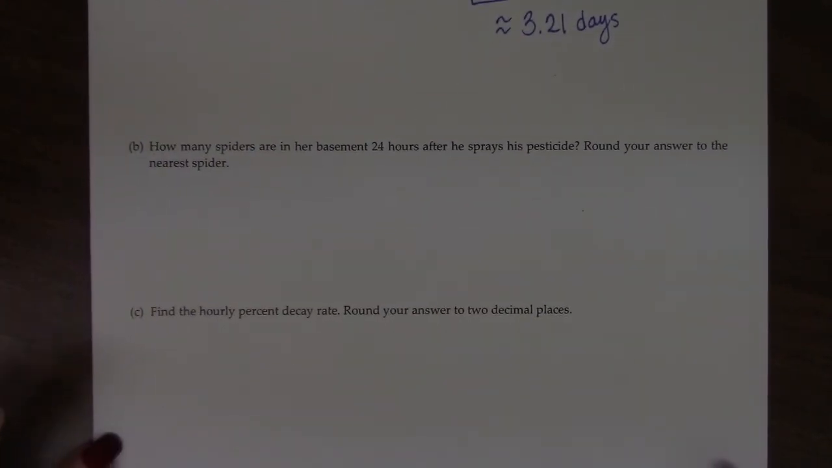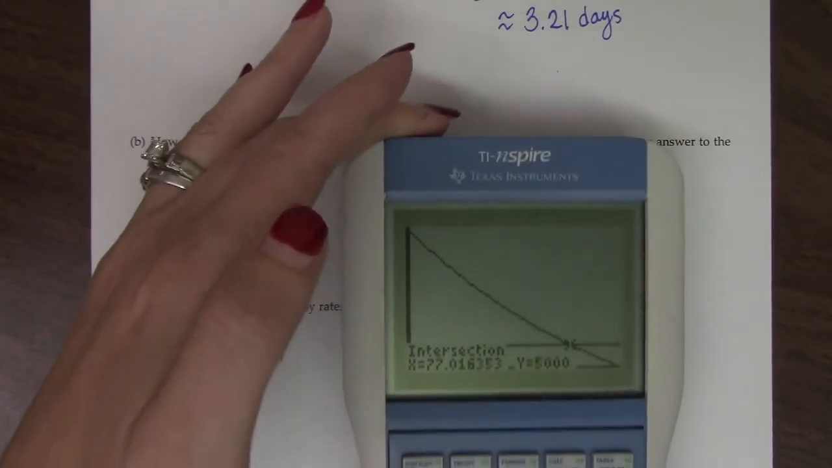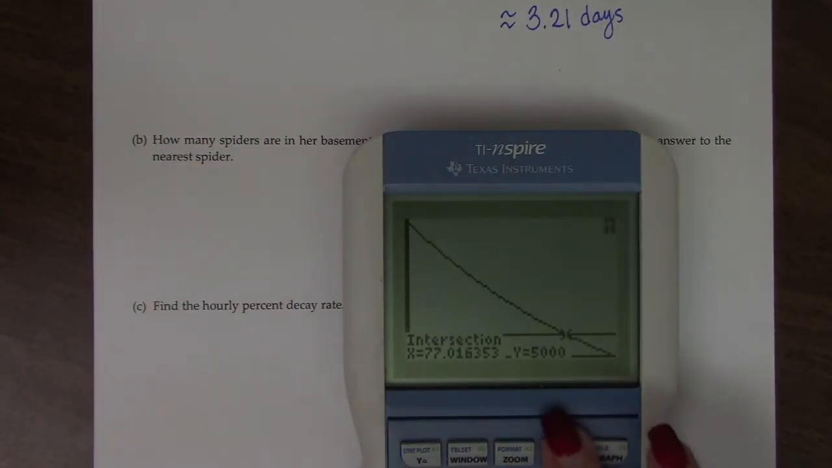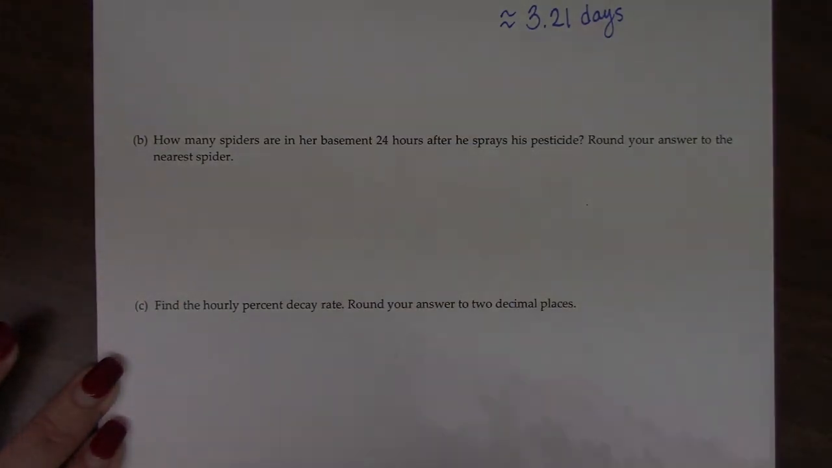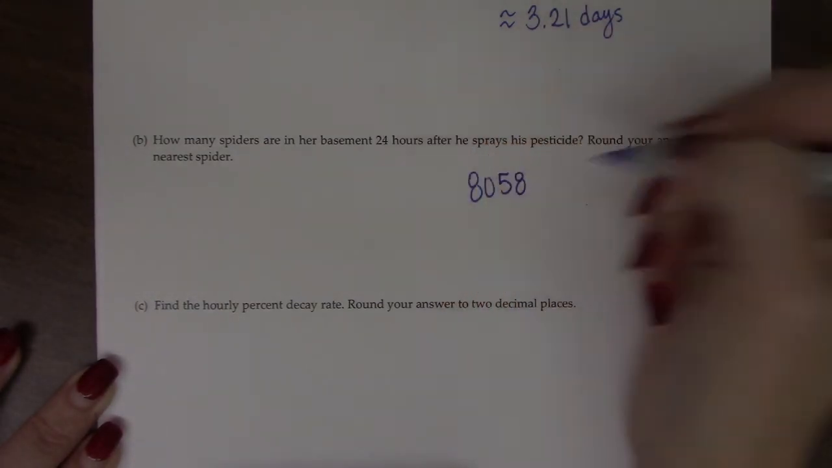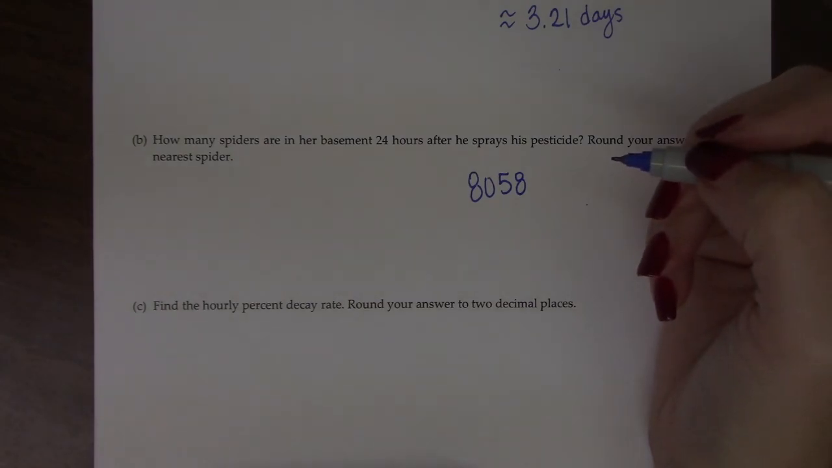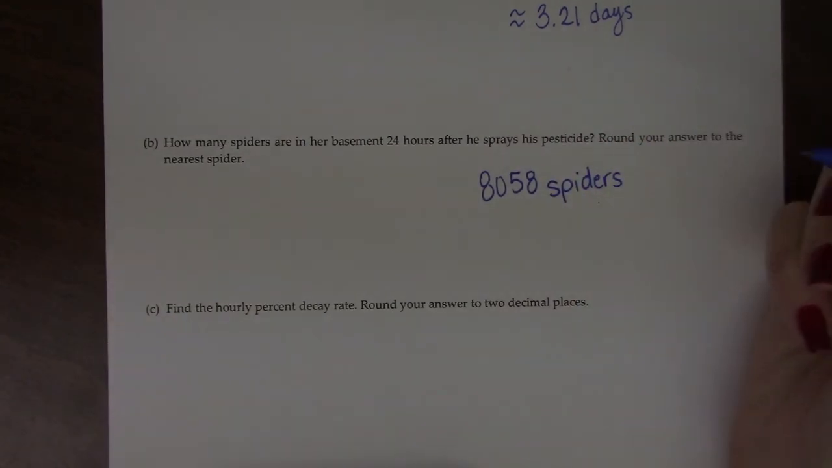Part B says, how many spiders are in her basement 24 hours after he sprays the pesticide? Round your answer to the nearest spider. So if I want to know what's going on 24 hours later, I just go to second calc value and plug 24 into my function. And we see it's 8,057 spiders. So technically it's 8,058 because you can't have 0.3 of a spider. So that means we've got one spider in the middle of death at that point.